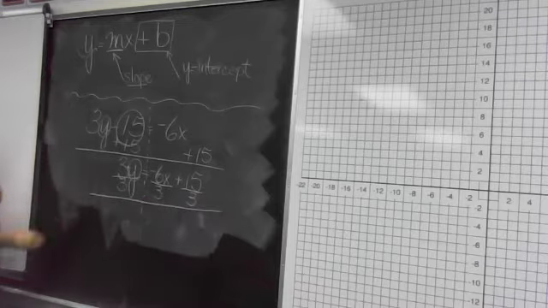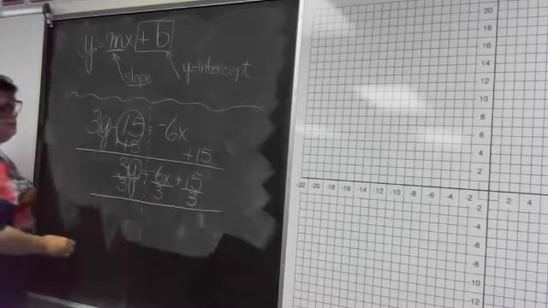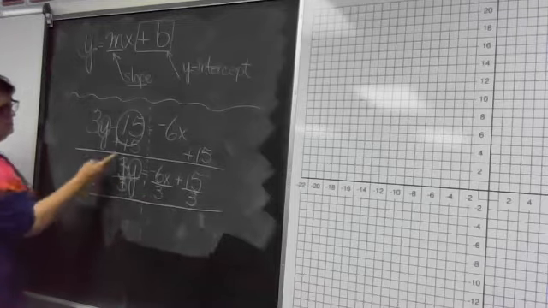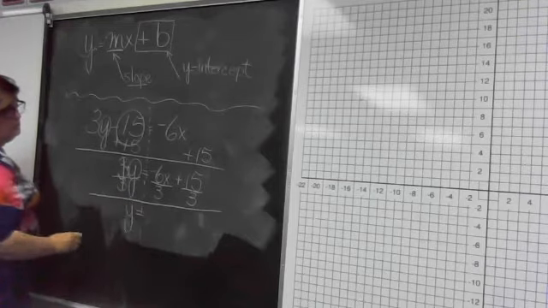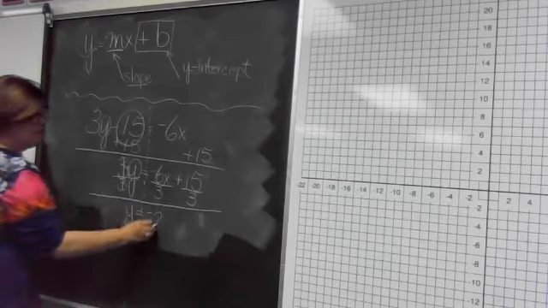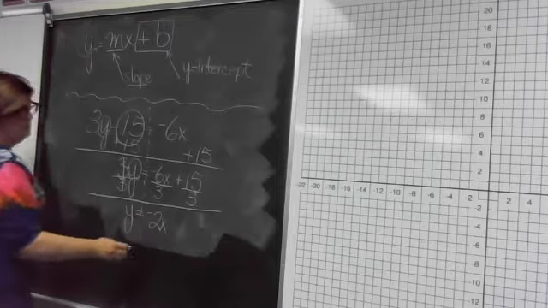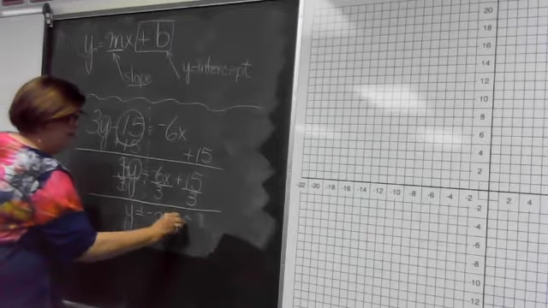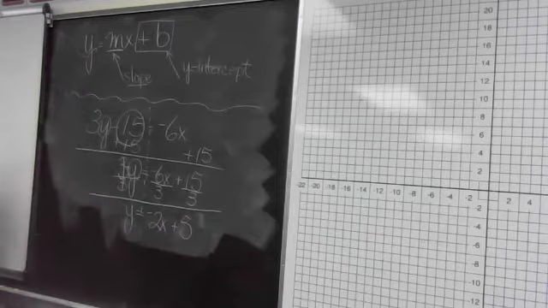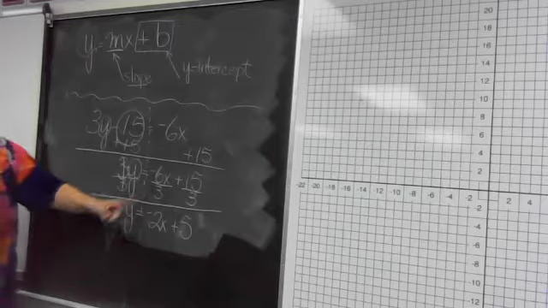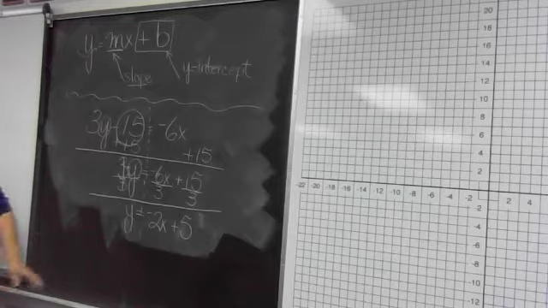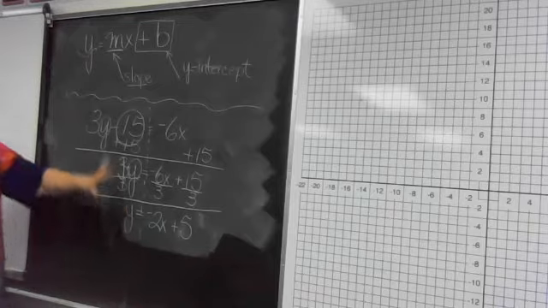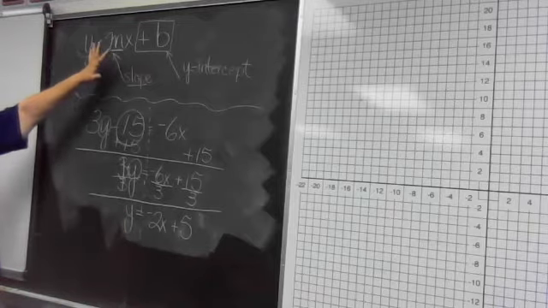So now my final linear equation is an invisible 1y equals negative 2x plus 5. Y'all see? Because 6 divided by 3 is 2, it's negative. 15 divided by 3 is 5. Okay, now I have this equation in this form.